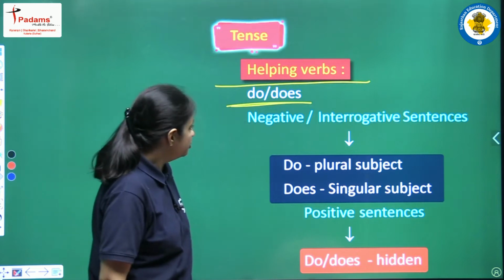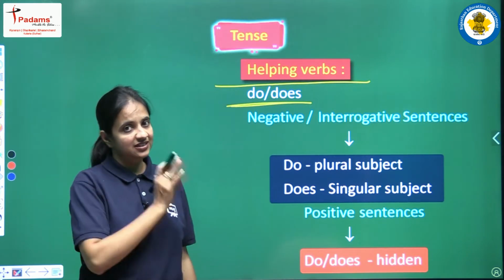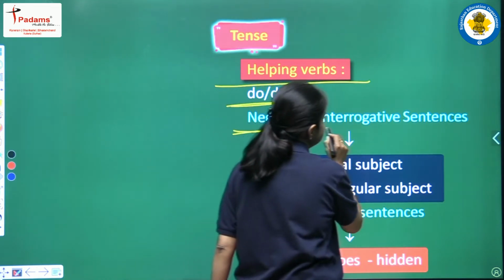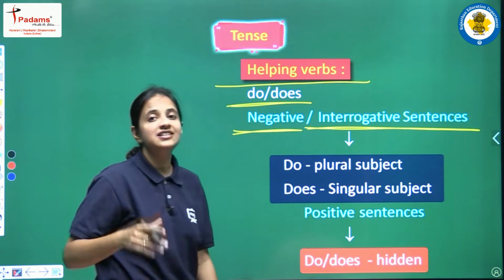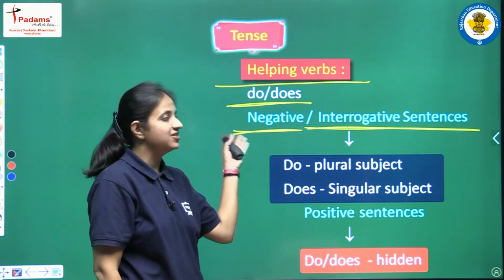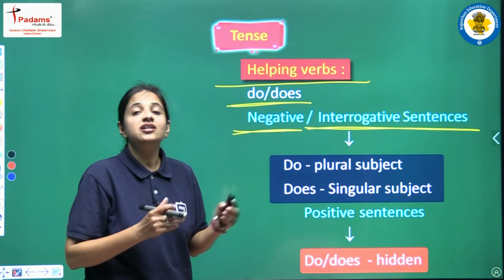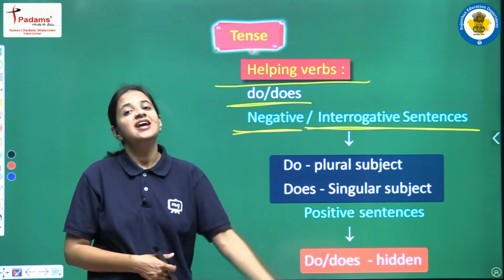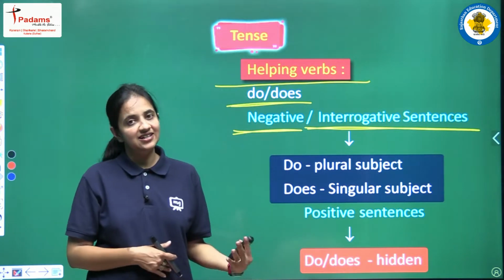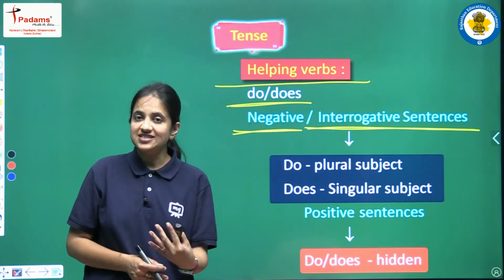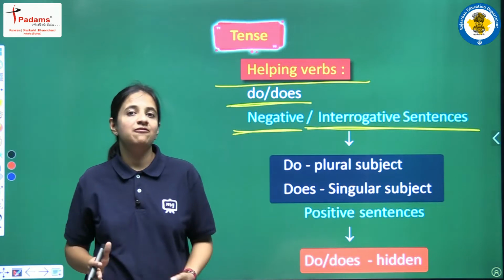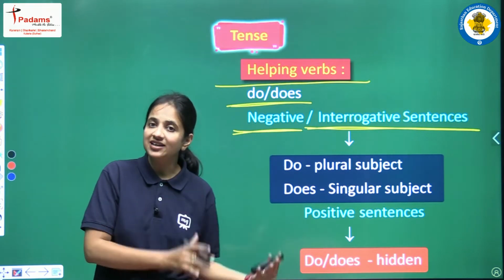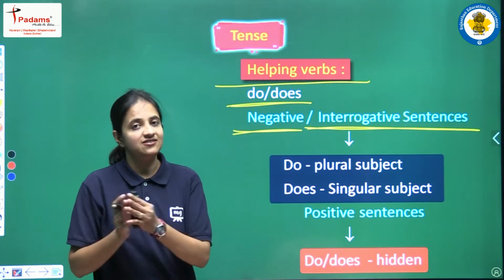Let's see. One more thing that we have in this tense is whether our sentence is negative or interrogative. So let's clear these terms also. What is a negative sentence, what is an interrogative sentence? A negative sentence is a sentence in which we have not. Clear? And an interrogative sentence is a sentence in which there is a question, and at the end of that sentence we have a question mark. Okay, so if a question is there, a question mark is there, then that sentence is known as an interrogative sentence.